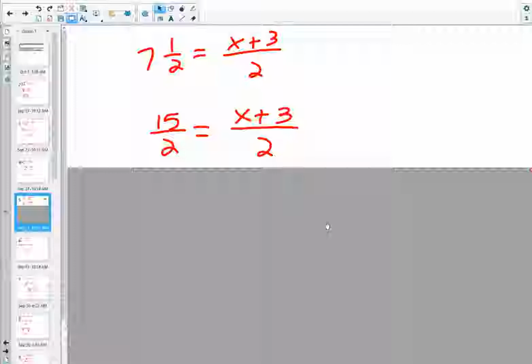Now, even though I didn't teach you anything specifically about this, if you were paying attention yesterday, you learned that what you're looking at now is a special type of equation. When you have one fraction equal to another fraction, those types of equations have special names.